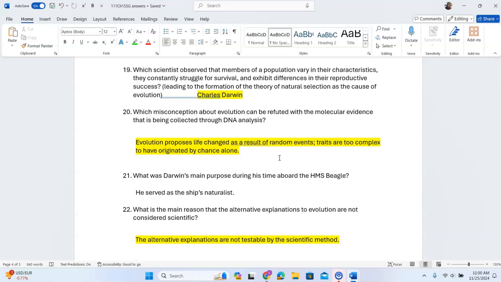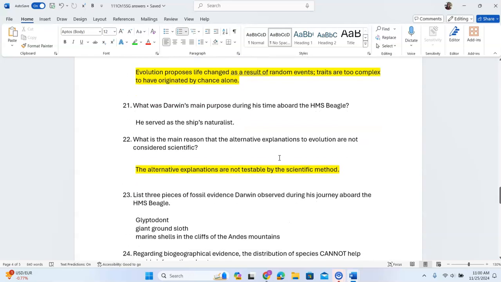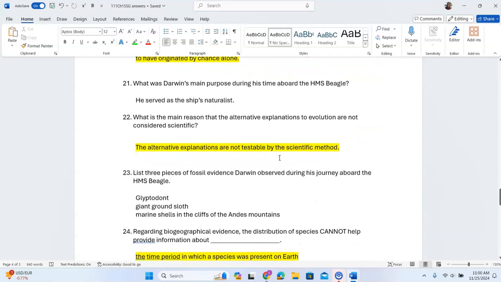All right, number 22, what is the main reason that the alternative explanations to evolution are not considered scientific? Alternative explanations would be, for example, the supernatural explanations, such as creationism, that God created everything and everything has happened through God. We're not saying that's not true. I know a lot of people who teach biology. I know a lot of researchers, a lot of science people do believe in God. It's just that you can't really test that belief with the scientific method.